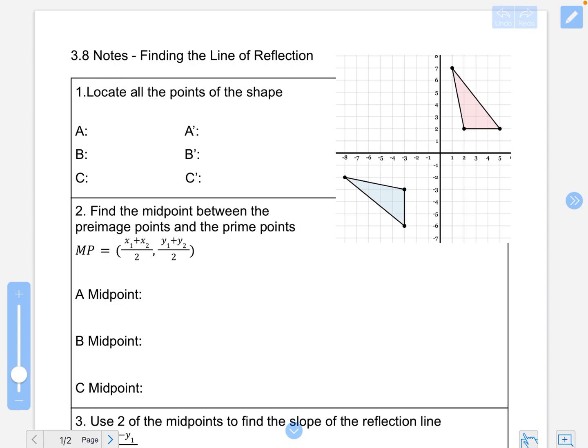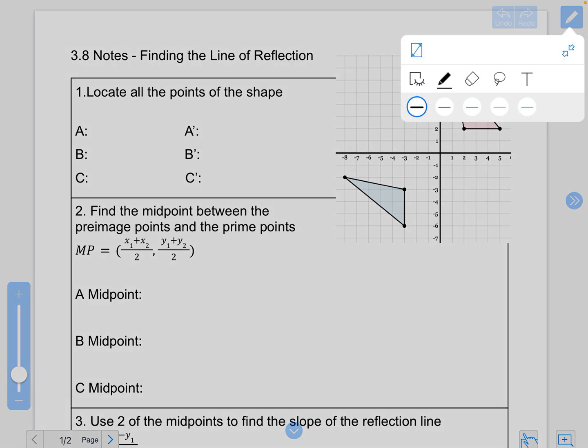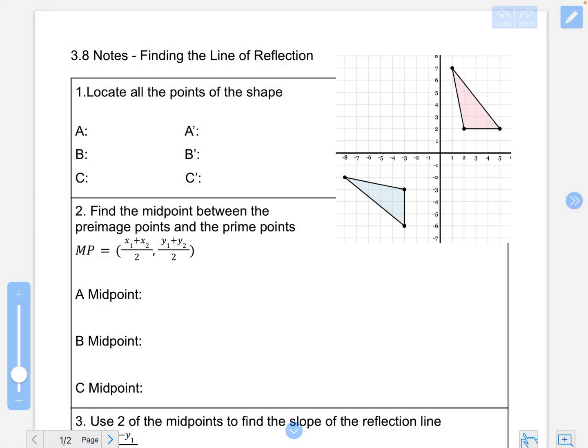All right, so the last notes we looked at how to create reflections when we were given the line of reflection. So our most common lines of reflection are the y-axis, the x-axis, y equals x, and y equals negative x. But if we have the image and the pre-image, we are able to find the line of reflection. And so today we're going to go over how to do that.